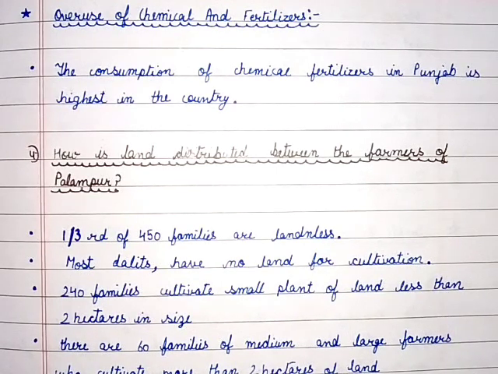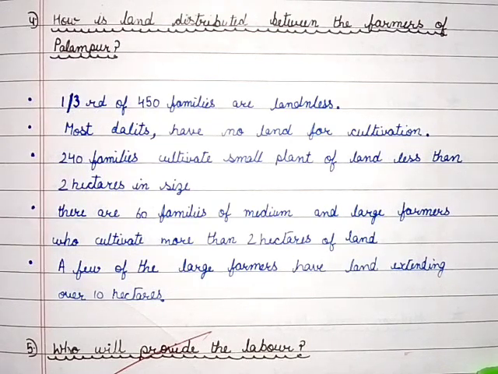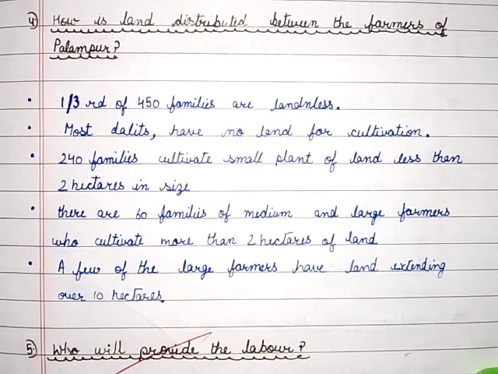How is land distributed between the farmers of Palampur? One third of 450 families are landless. Most of them are Dalits with no land for cultivation. 240 families cultivate small plots of land less than 2 hectares in size. There are 60 families of medium and large farmers who cultivate more than 2 hectares of land. A few of the large farmers have land extending over 10 hectares.